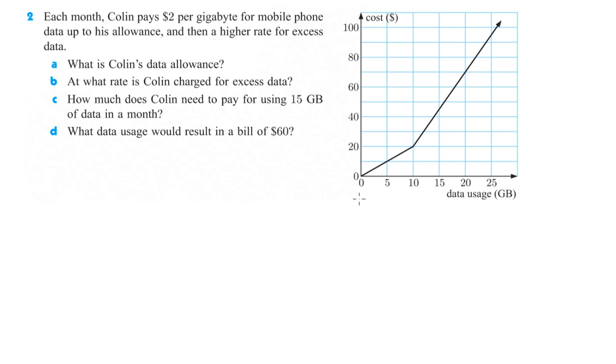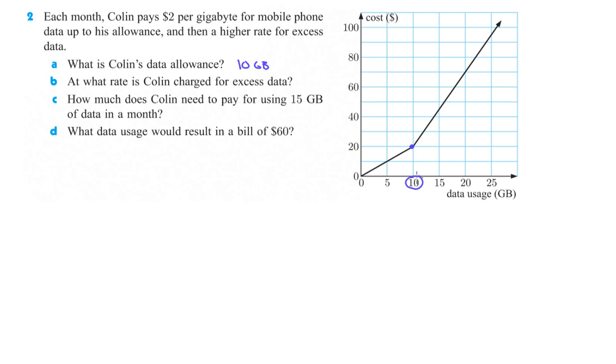First one we're going to take a look at here is number 2. It says each month Colin pays $2 per gigabyte for mobile phone data up to his allowance, then a higher rate for excess data. What's Colin's data allowance? You can tell right here the slope is a little bit flatter, so that's his original data allowance, and this is after he's reached his data allowance. So his data allowance is 10 gigabytes, right? Because if you go straight down there, there's our 10 gigabytes.